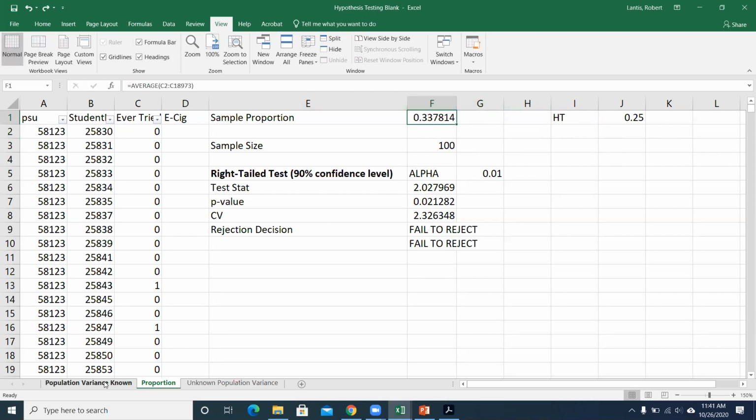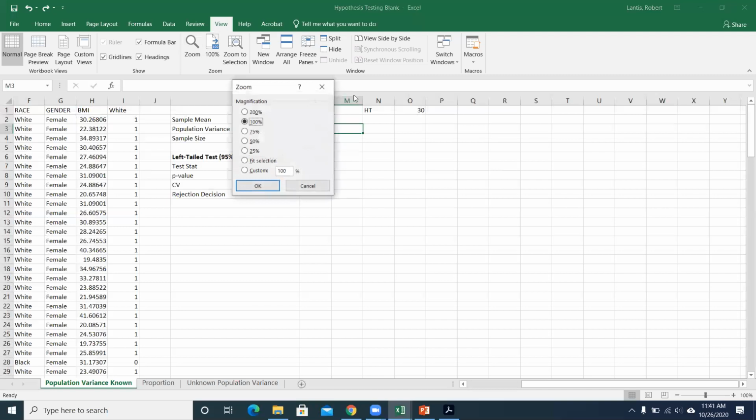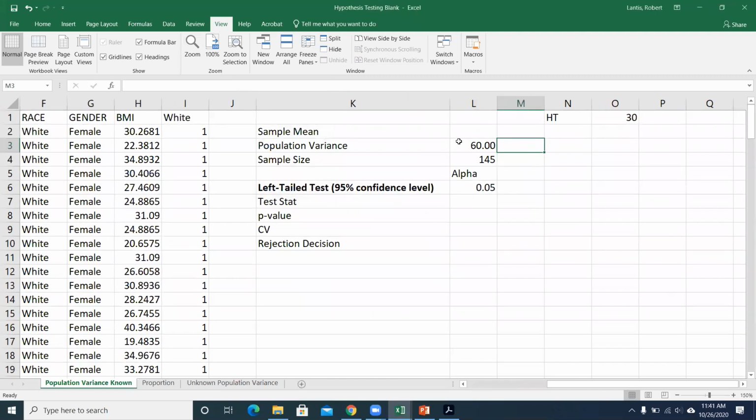All right, that's pretty good. We're going to take a step back and look at examples where we're looking at a mean when we know the population variance. So somehow we know the population variance here, right?